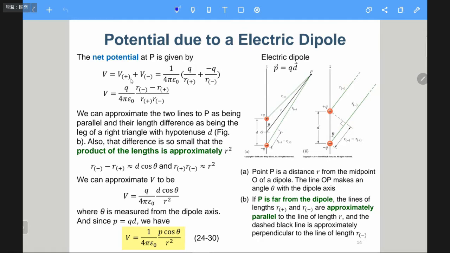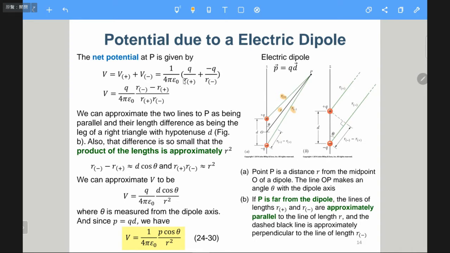For V plus, it is nothing but 1 over 4 pi epsilon naught times Q over R plus. R is from the center point of the dipole to the point P we are concerned with. R plus is from the positive charge to P, and R minus is from the negative charge to P. So here we have 1 over 4 pi epsilon naught, Q over R plus, and negative Q over R minus.